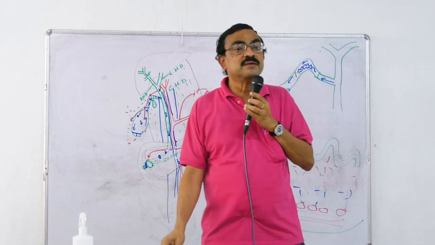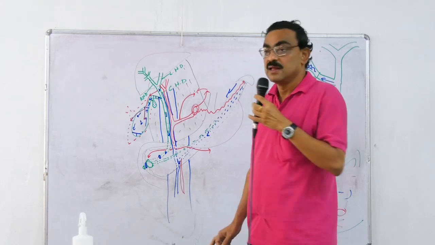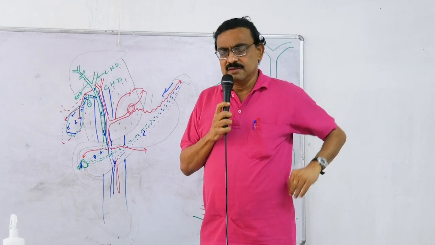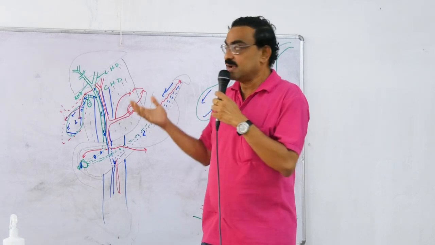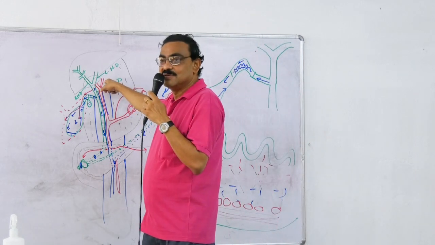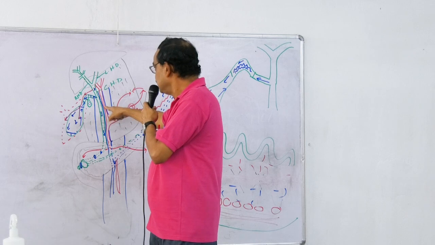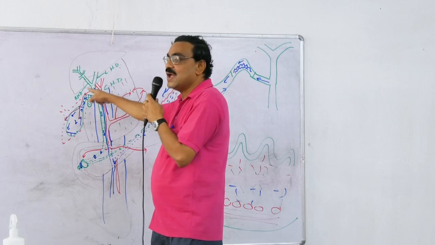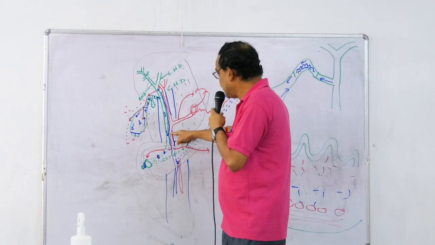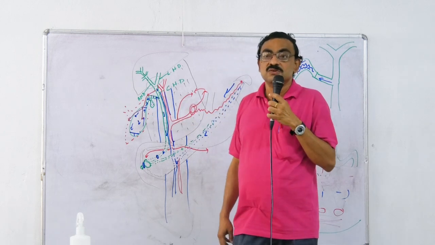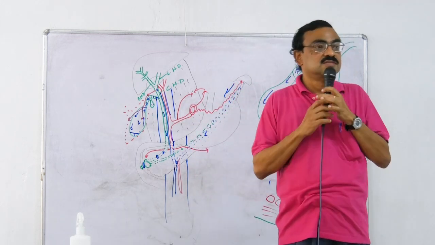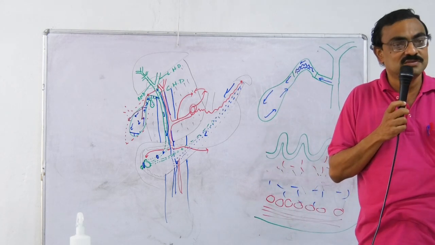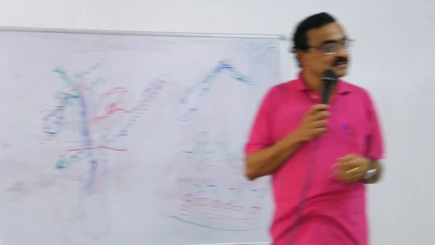Generally it comes out from the right hepatic artery. And there is a tremendous variation. It may come from the left hepatic artery. It may come directly from the hepatic artery proper, or it may come from the right gastric artery, or it may come from the gastroduodenal artery. Those are of surgical importance, but you should know because you might be a surgeon.